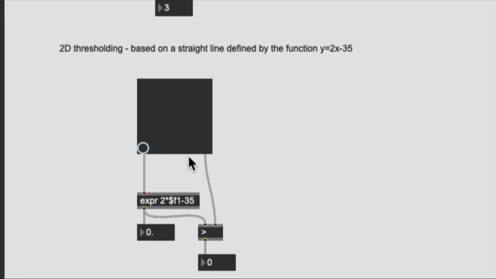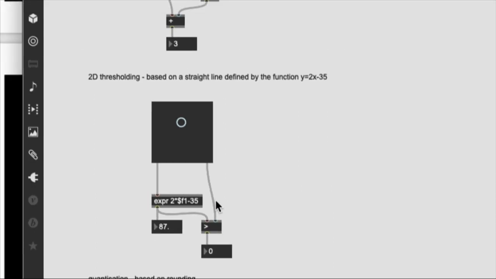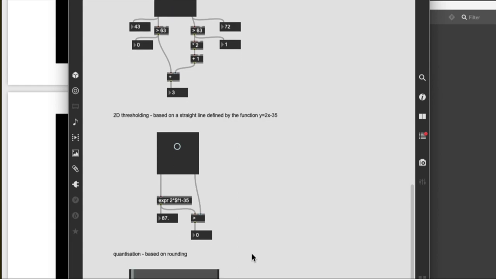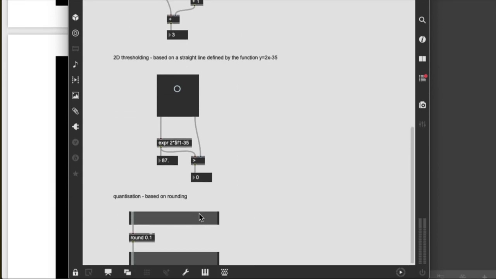Another 2D thresholding technique. So what I have here is I'm looking at whether I am below or above a straight line. So if you imagine a diagonal here, if I'm below here, I get a 1. If I'm above there, I get a 0. Okay, so how that works is that I take the value, I times it by 2, and I subtract 35, and I check whether that value is larger or smaller than this one. Okay, if I invert this, it would be the other way around. Obviously puzzle it out if you're interested. I won't go into more detail.